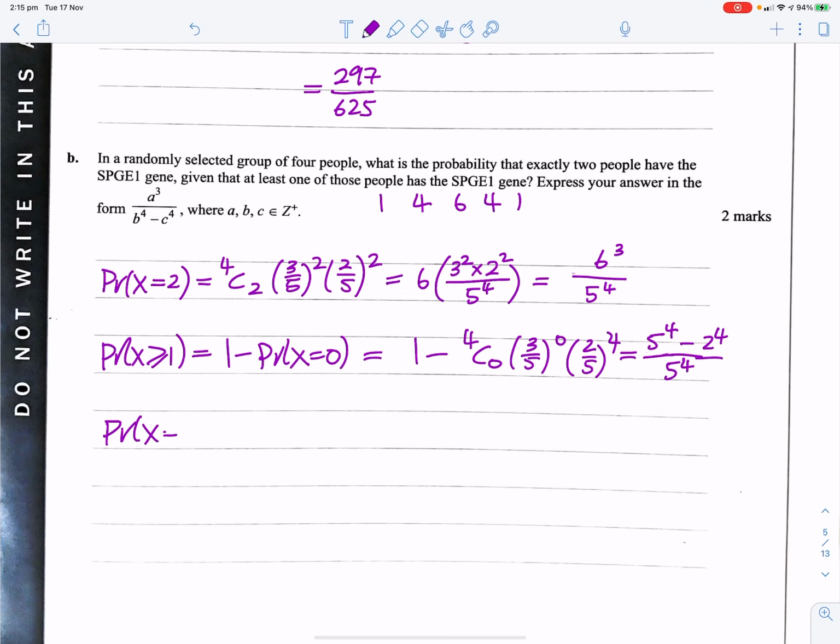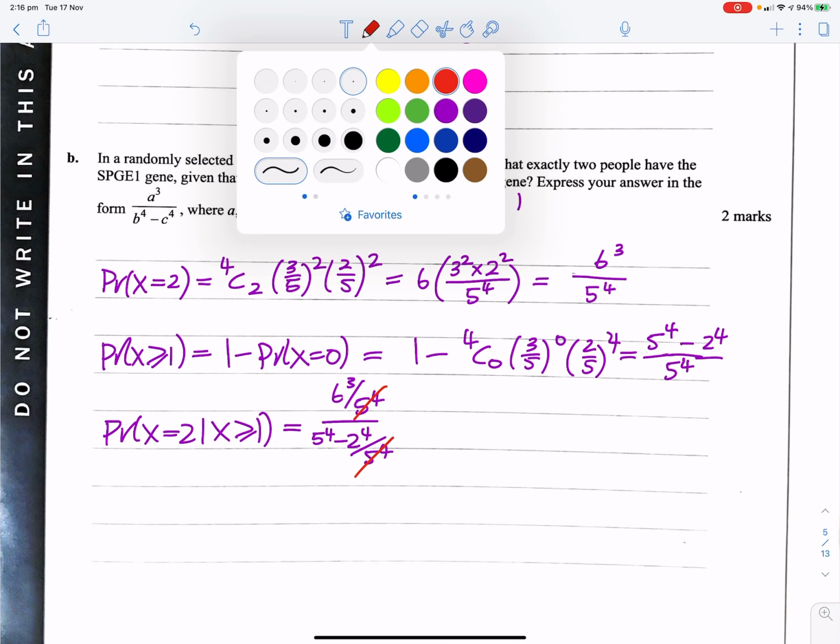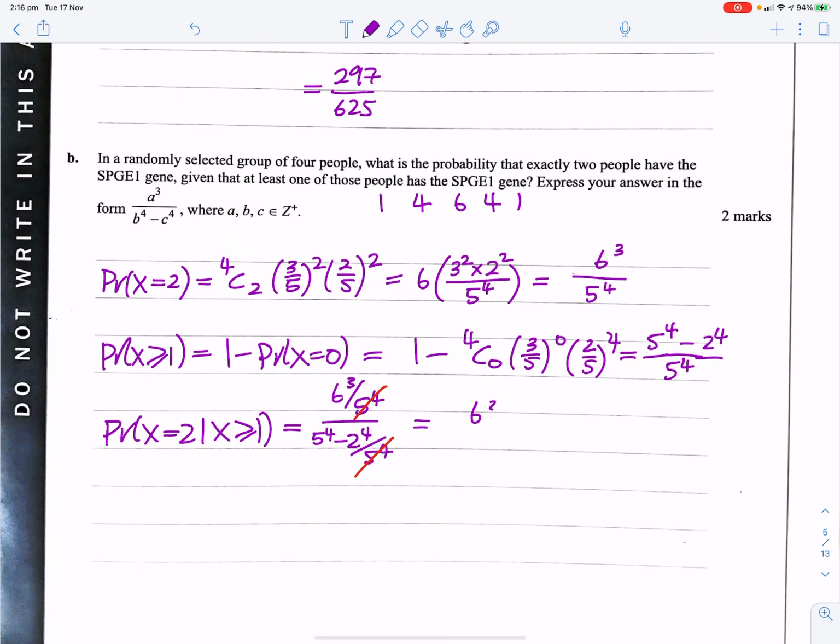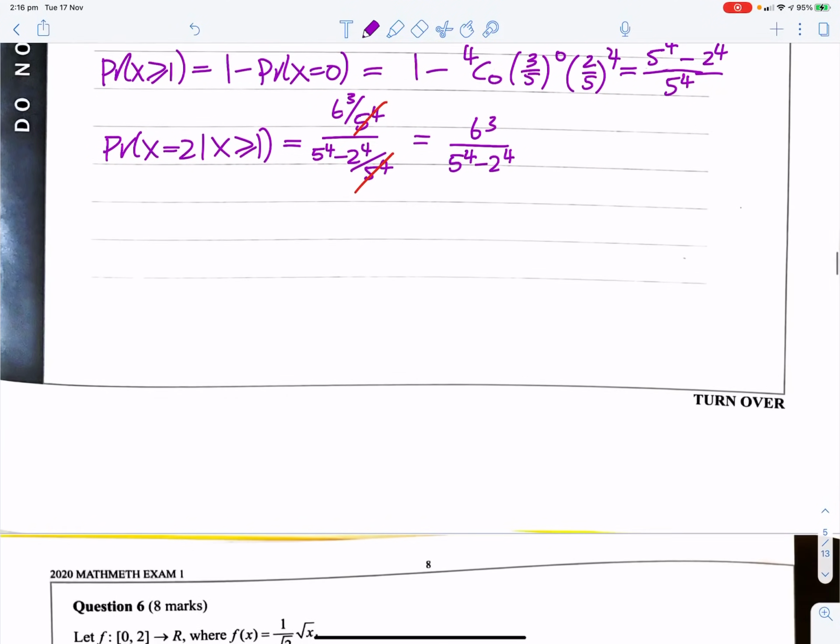The probability that x equals 2, given x is greater than or equal to 1, is 6 to the power of 3 divided by 5 to the power of 4, that's the probability that x equals 2, over 5 to the power of 4 minus 2 to the power of 4 over 5 to the 4. They cancel each other out, and we end up with 6 to the power of 3 over 5 to the power of 4 minus 2 to the power of 4, which is what we wanted. It's a bit stupid.